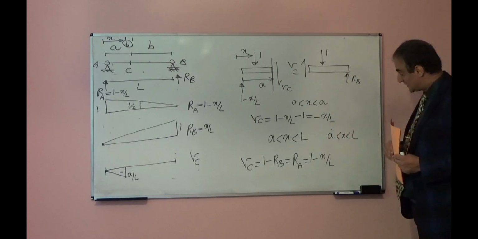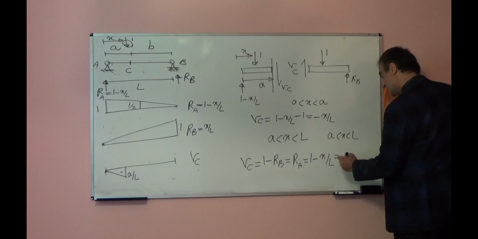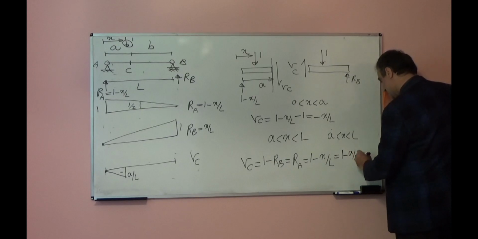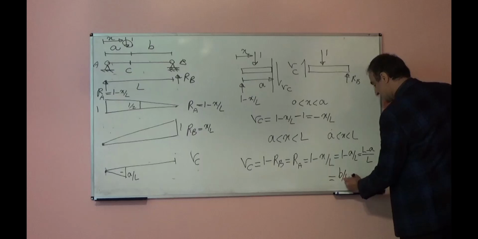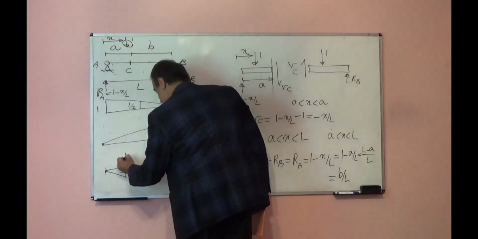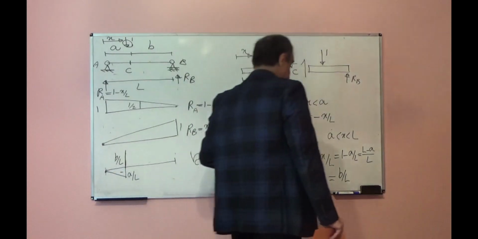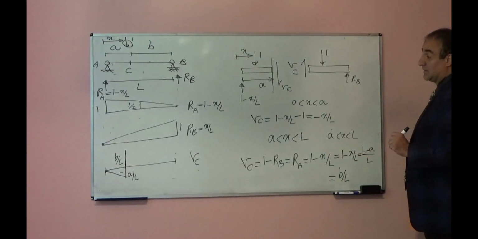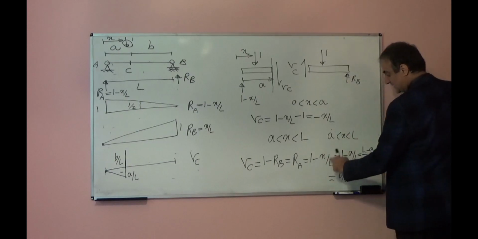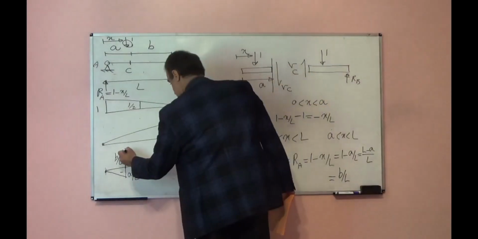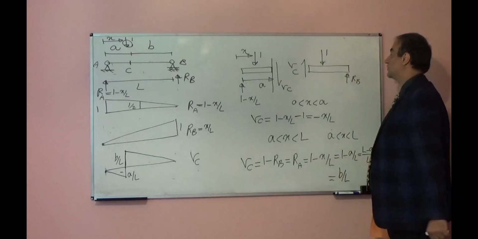Now if you plug in X equal to A, here you will get 1 minus A over L, that will be L minus A over L, which is equal to B over L. So on this side you will get B over L. If X is equal to L, L and L cancel, you will reach 0, and this will be the influence line for shear at point C.